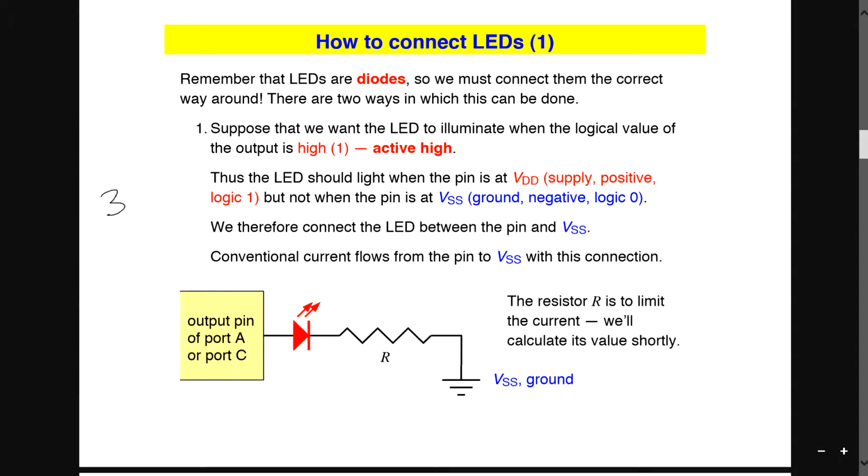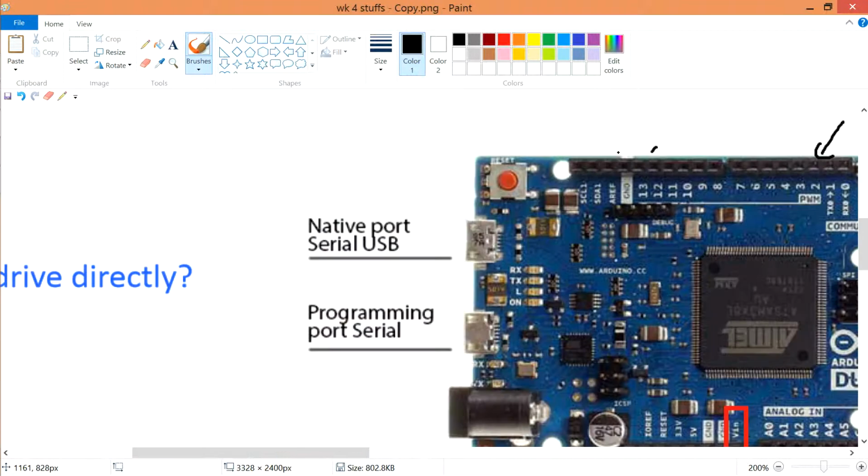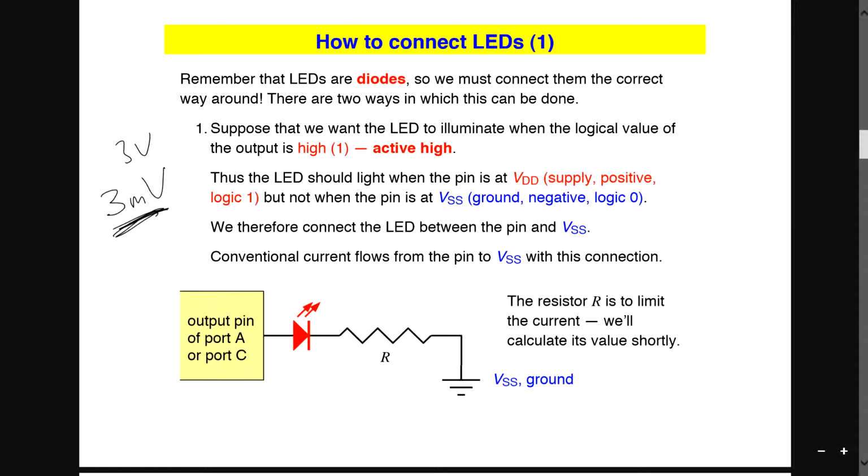For Arduino, normally it will output at 3 mV. I don't know whether it's 3 mV or 3 volt. I should say that one pin should give out 3 mV. What do I mean? These little things are the pins. You have so many pins. These are all the pins, and these are all the pins also. 30, 34, 53, these are all the pins. So the pin has 3 mV. And this is the diode. The diode can withstand 2 mV. If more than that, you'll burn.